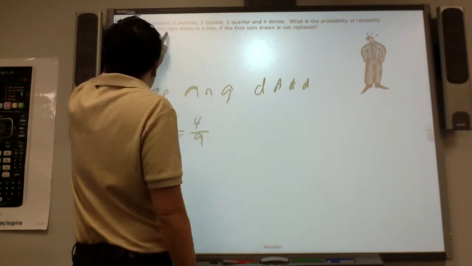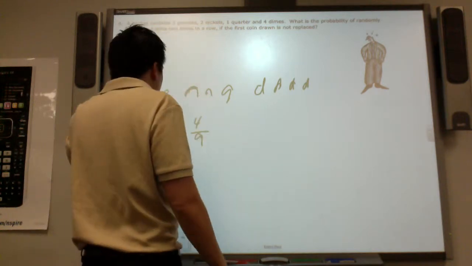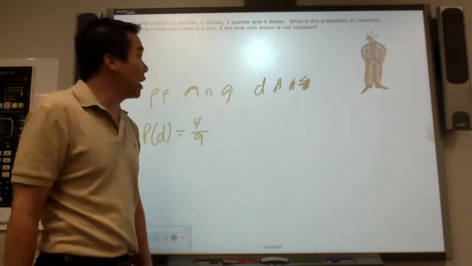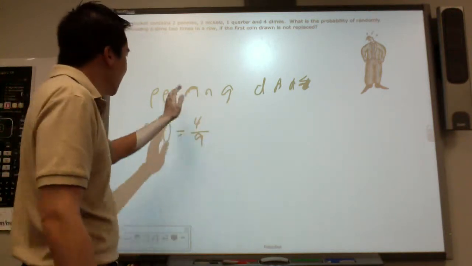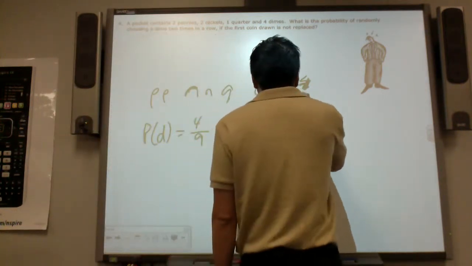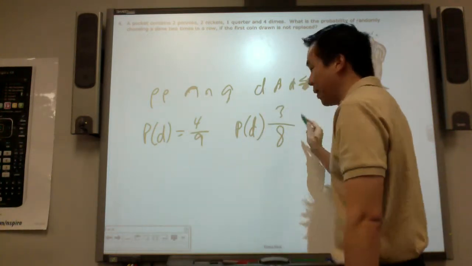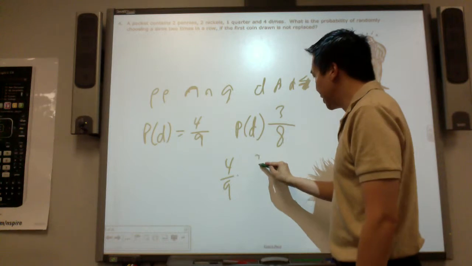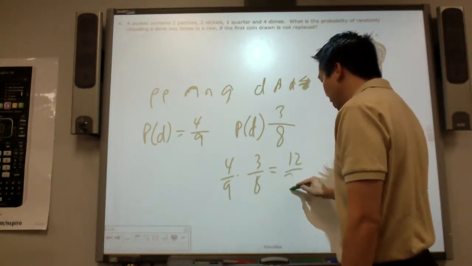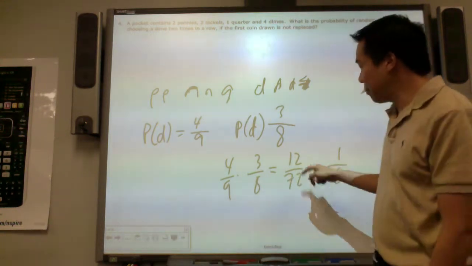What is the probability of choosing a dime 2 times in a row if the first coin drawn is not replaced? So I took this dime out. I'm not replacing it. So does the quantity inside the pocket change? Yes, it does. Now there are only 8 coins. So what's the probability of a dime again? There are 3 out of 8. 1, 2, 3, 4, 5, 6, 7, 8. Can I break this down? No. So since this is compound probability, I multiply these two events, 12 over 72, which simplifies to 1/6, because I divide it by 12.